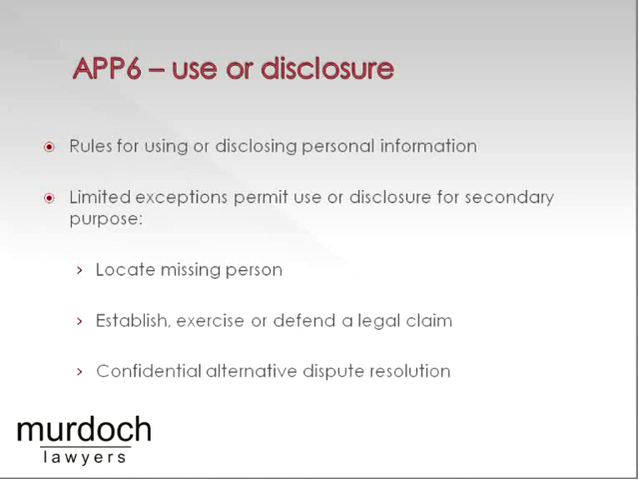APP6 sets out the rules for use or disclosure. Generally there's a requirement that the organisation only uses the personal information for the purpose for which it was obtained. There are some exceptions, and those exceptions relate to use or disclosure for a secondary purpose if that's been consented to by the individual, or to locate missing persons, to establish, exercise or defend a legal claim, or to be used in confidential alternative dispute resolution.